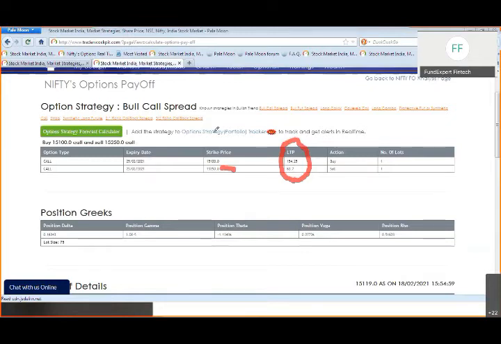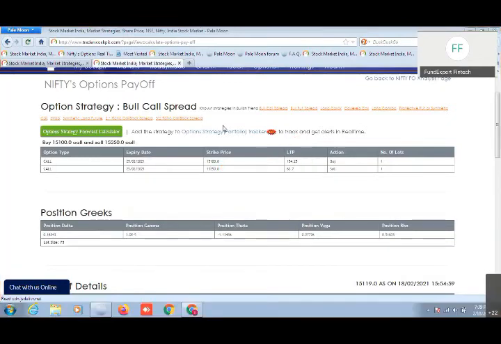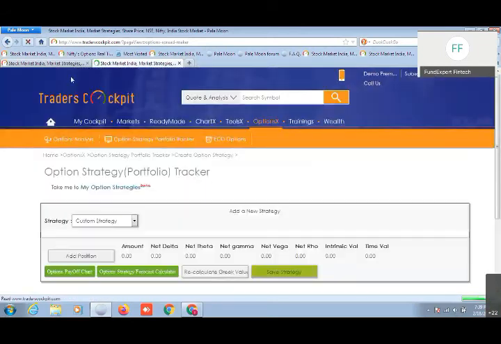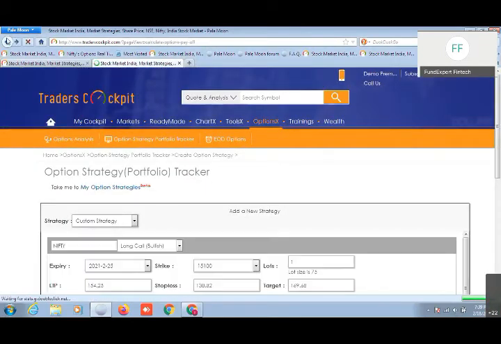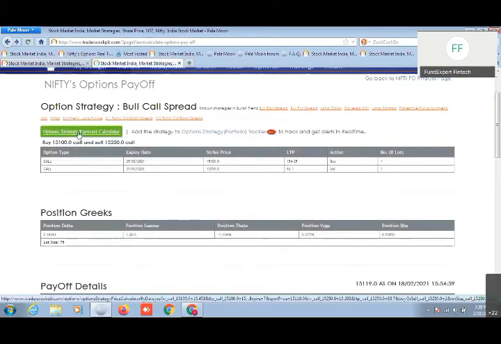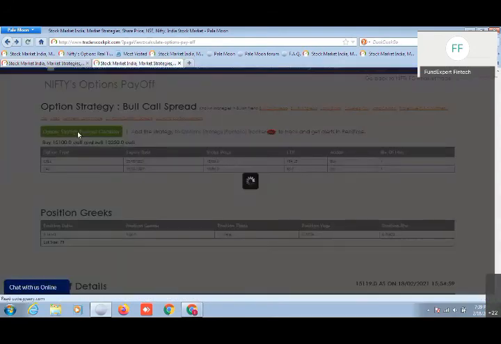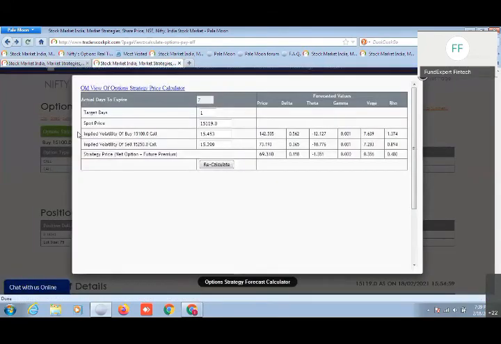Now, if we click on this forecast calculator button, it will show you on the next page. Now here, this is my total amount which is at risk currently, 70 points. That is the total risk currently.